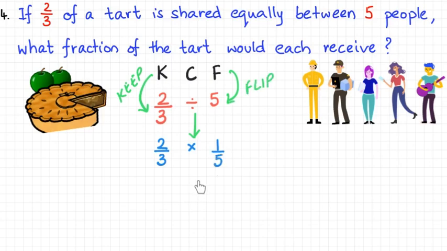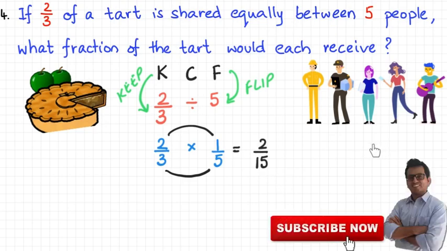Now we saw in the previous example how we multiply fractions. So we multiply the numerators and we multiply the denominators. And by doing that, we get 2/15. So each of the 5 people gets 2/15 of the tart.